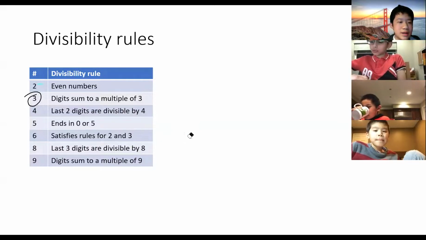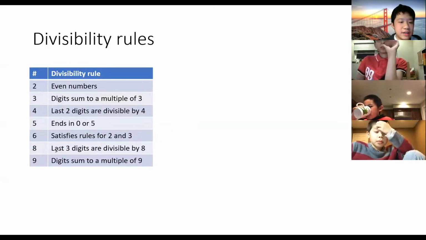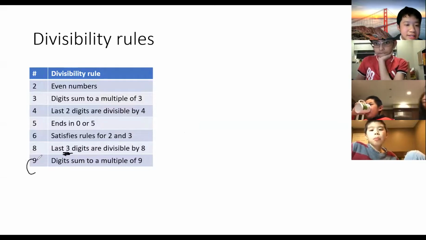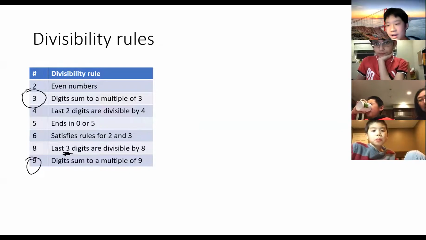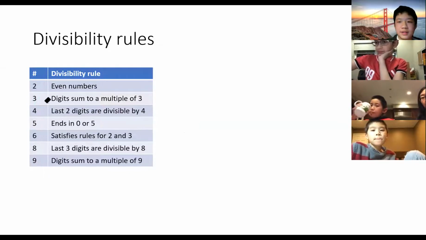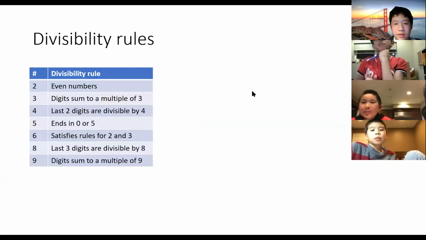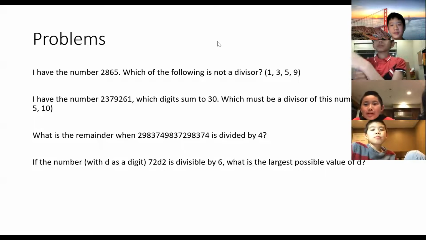Okay? And for 8, we have to just test the last 3 digits. And for 9, similarly to 3, we add all the digits together and see if they're a multiple of 9. Okay, so let's put these divisibility rules to use with some problems. Okay?